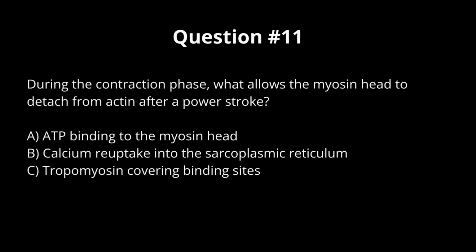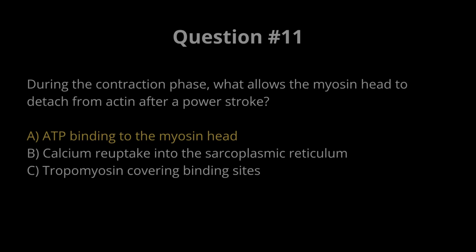Question number 11. During the contraction phase, what allows the myosin head to detach from actin after a power stroke? A. ATP binding to the myosin head. B. Calcium reuptake into the sarcoplasmic reticulum. C. Tropomyosin covering binding sites. The correct answer is A. ATP binding to myosin causes it to release actin, allowing another cycle of cross-bridge formation.